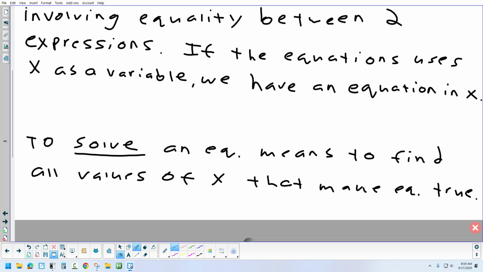Solving an equation means to find the value of x that makes it true. Generally, for linear equations, if they're not a special case, how many solutions do linear equations have? Yeah, just one. Are there special cases? Yes. You can get no solution. You can get infinite number of solutions. But if it's not a special case, linear has one.